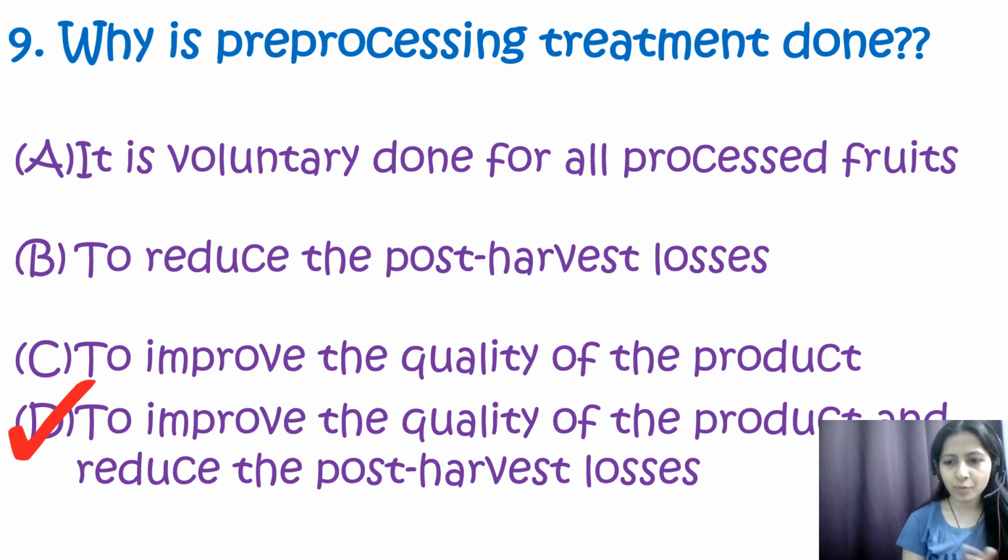Pre-processing treatment in fruits is done because it transforms the raw material into a form that can be packed efficiently into appropriate containers. That is why pre-processing is mainly done. So over here it is done to improve the quality of the product and to reduce the post-harvest losses. Option number D is correct.